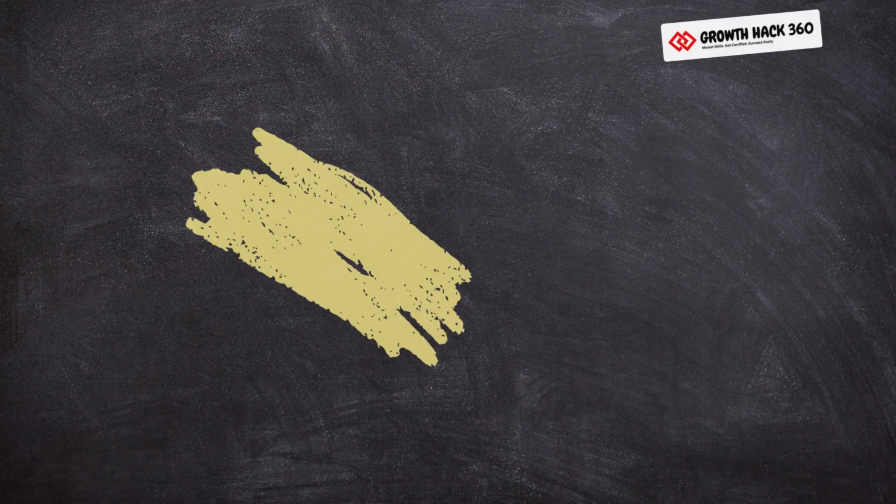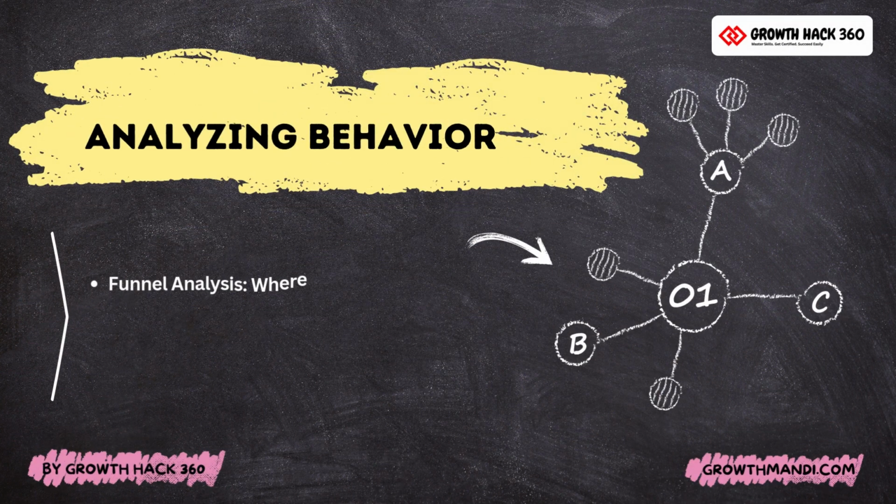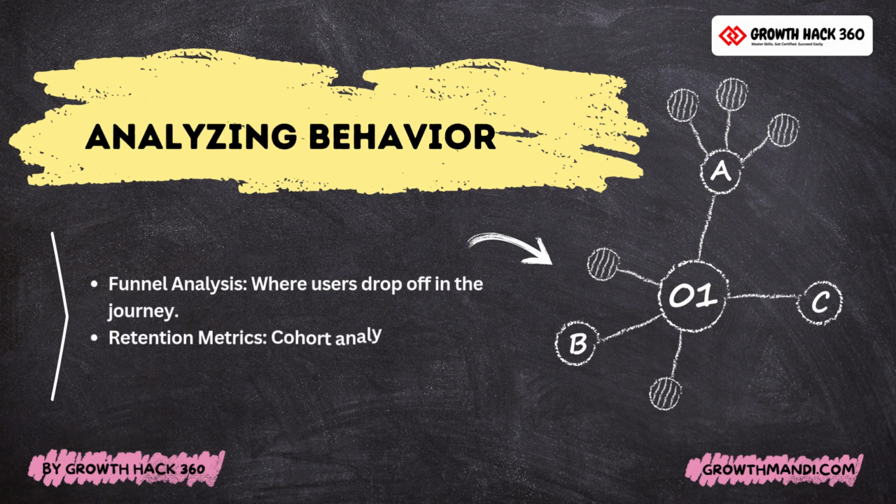Analyzing user behavior through funnel analysis can show you where users drop off, while retention metrics like cohort analysis help identify patterns in customer loyalty. Once you have this data, turn insights into action.